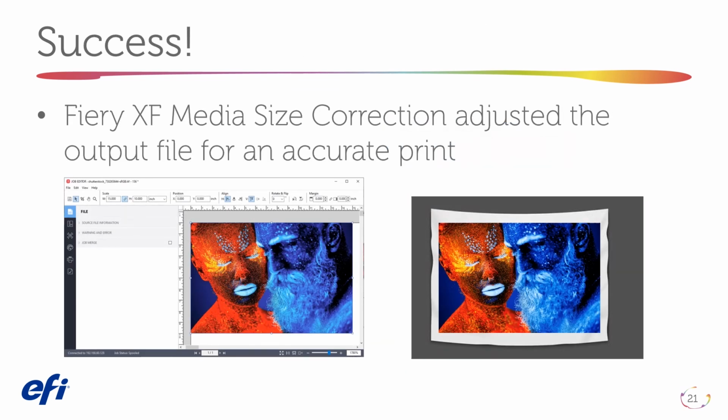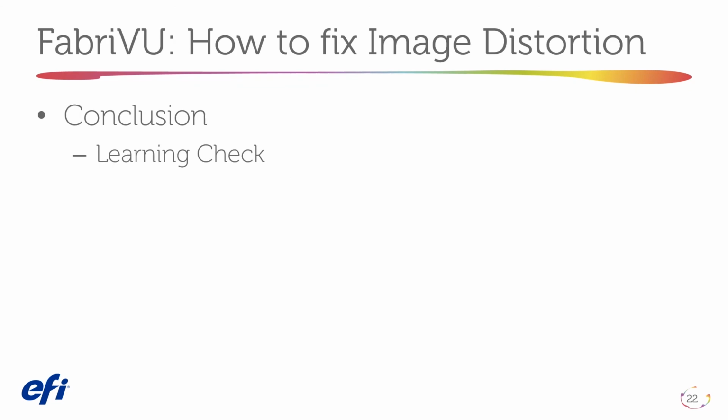Using FabriVU Media Size Correction, adjust the output file for an accurate print. This concludes FabriVU How to Fix Image Distortion.